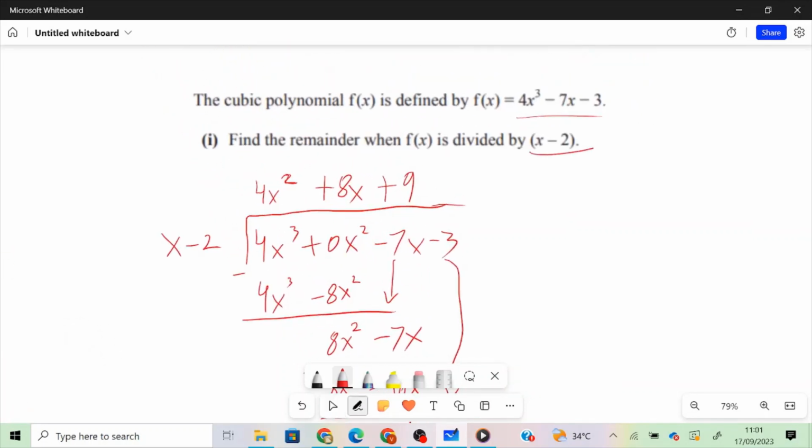And once you do get the remainder, if the question asks, then you can say that x minus 2 is not a factor of 4x cubed minus 7x minus 3 because it's giving a remainder. If it does not give a remainder at the end, then you can say it's a factor. But since it is, then it's not a factor.